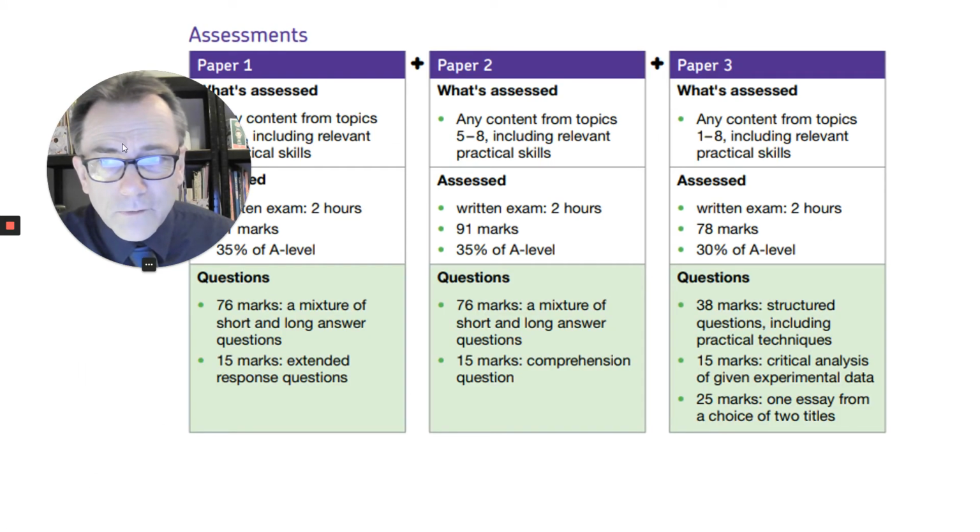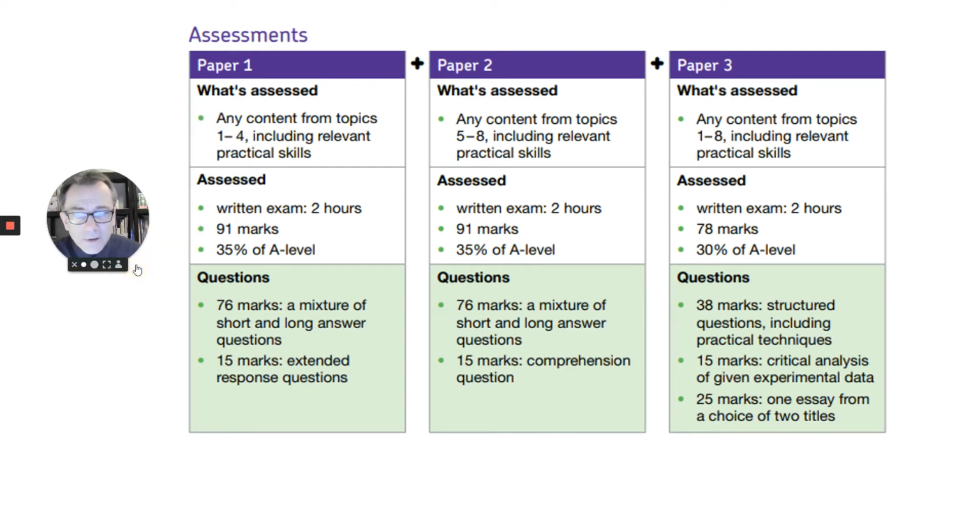The course itself is assessed in 3 parts. You've got paper one, very much based on your AS work, paper two, very much based on A2, and paper three, based on AS and A2 together. These 3 papers, along with your practical assessment, are what decide your final grade for biology.